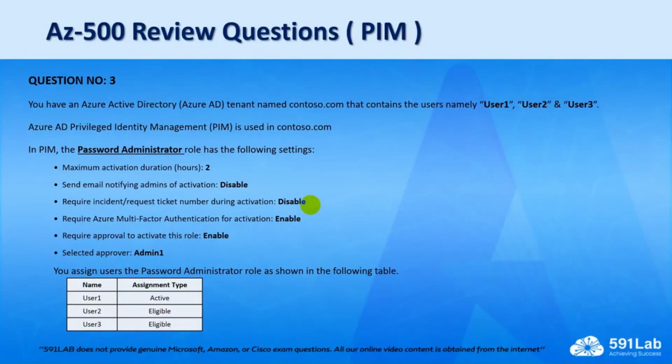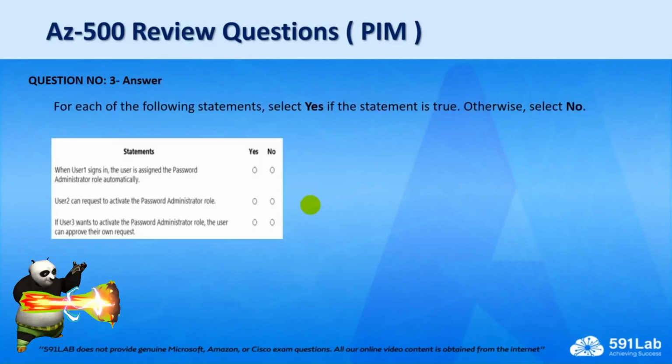Fine. Till now we have understood the question. Now the next part of the question says you assign users the password administrator role as shown in the following table. Look at the table. So user 1 has the assignment type active. Fine. User 2 has the assignment type eligible. Fine. And user 3 has the assignment type eligible. Fine. Now let's move to the next section and see what the answer options are.